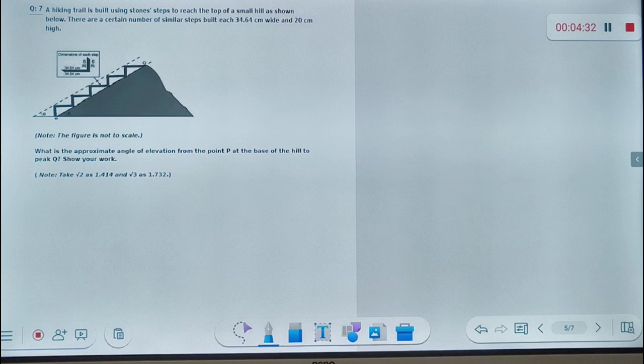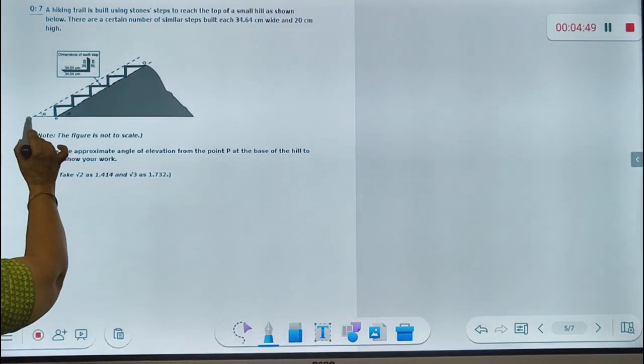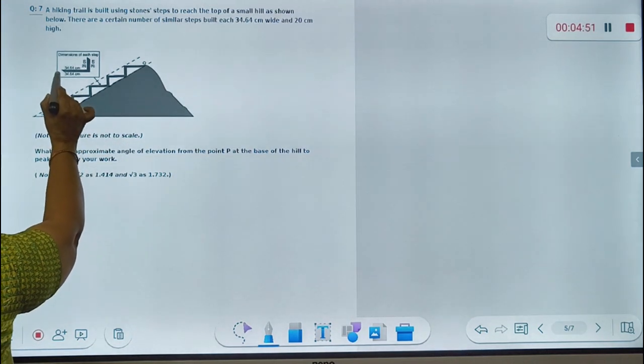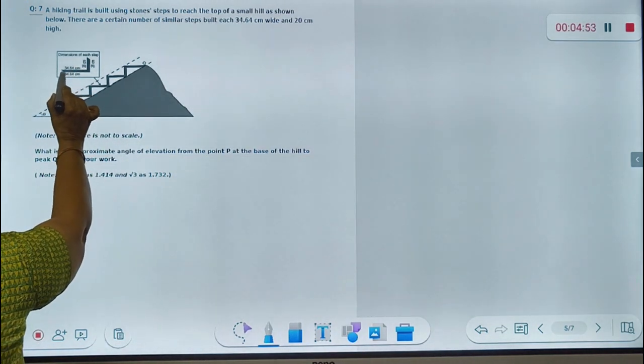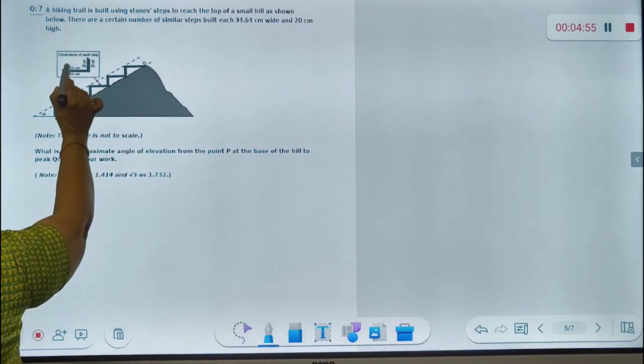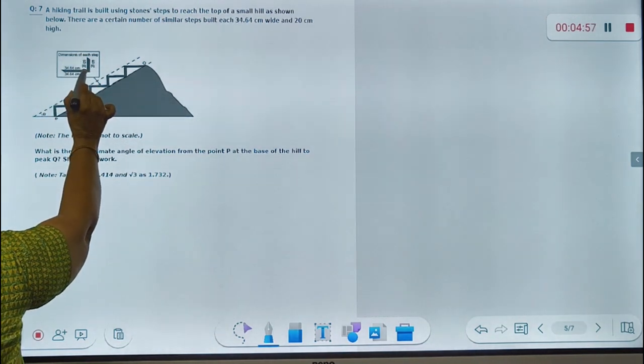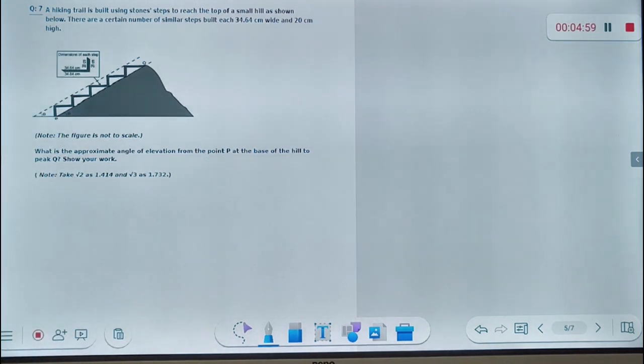Now, a hiking trail is built using stone steps to reach the top of a small hill as shown below. There are a certain number of similar steps built, each 34.64 centimeter wide and 20 centimeter height. So if you look at each of these steps, this is the width and this is the height. The width is 34.64 and the height is 20 centimeter.